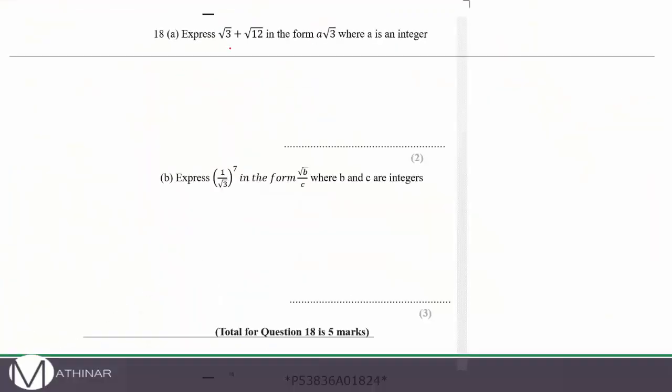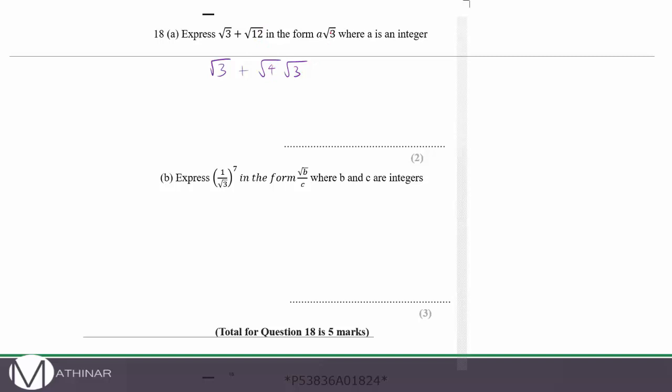Number 18. Express root 3 plus root 12 in the form a root 3 where a is an integer. So this is simplifying surds. So we can rewrite this as root 3, we'll keep that as root 3, and then root 12 can be split into 2 numbers. The first number must be a square number. So what 2 numbers times together to make 12, where the first number is a square number? Well, that would be 4 times 3.